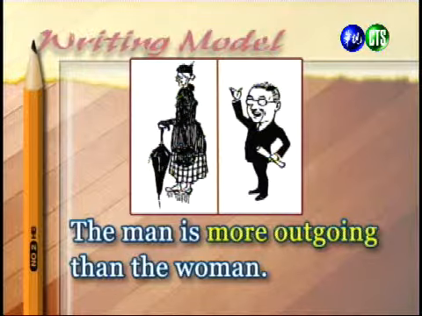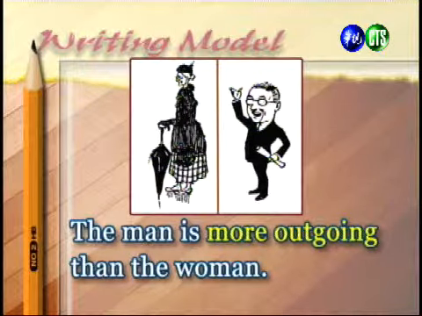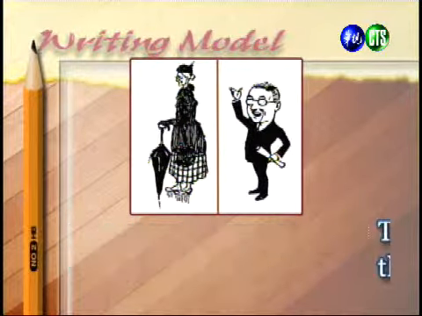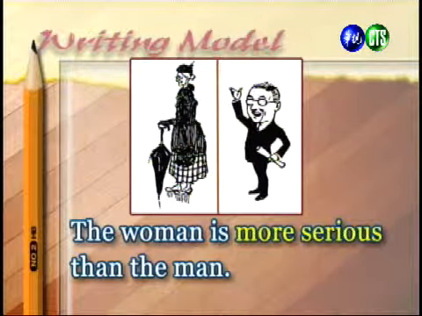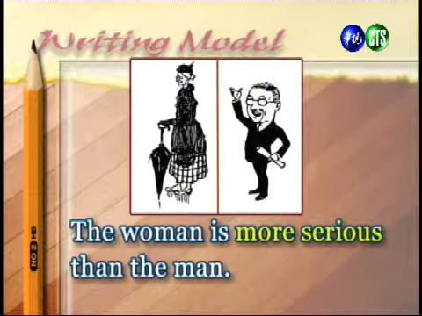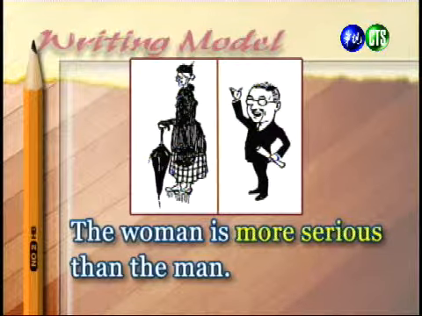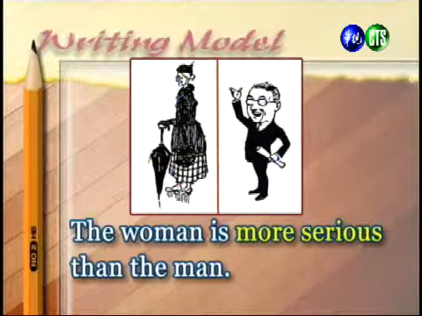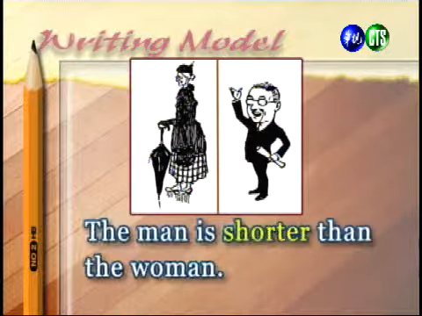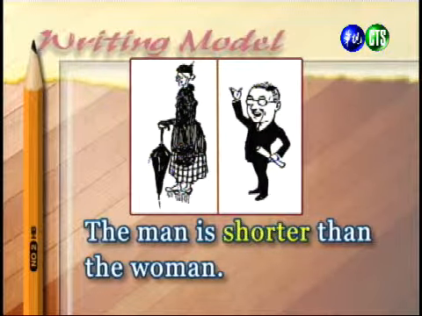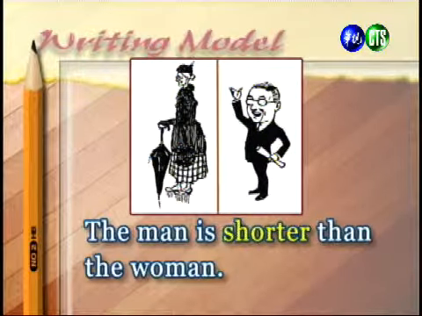As we look at the face of this woman, she seems like a very serious person. And so our sentence is, the woman is more serious than the man. And let's take a look at one final sentence. We can say, the man is shorter than the woman.